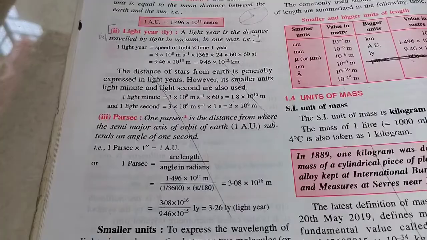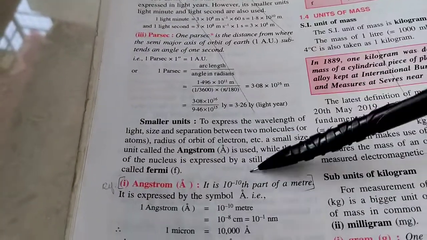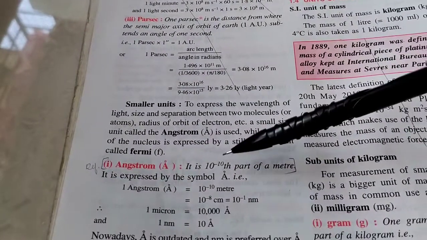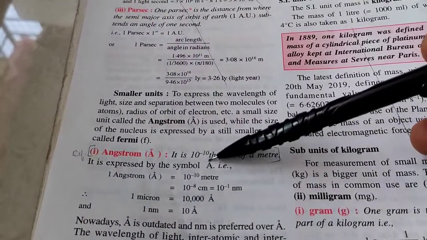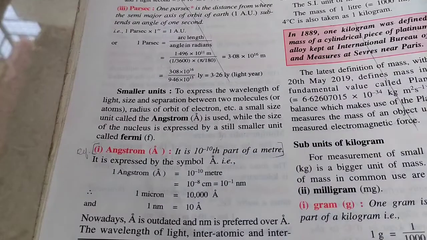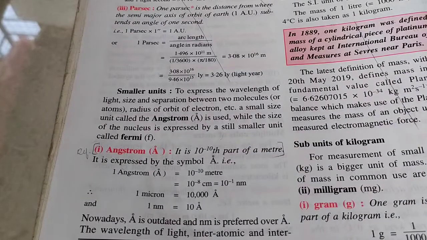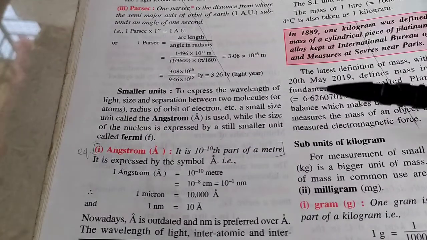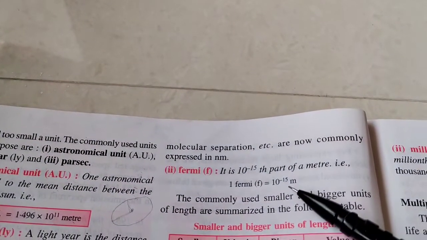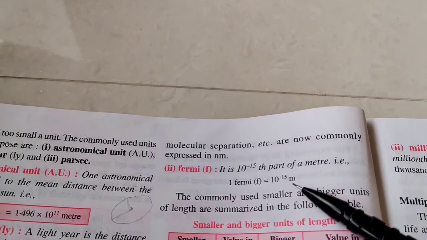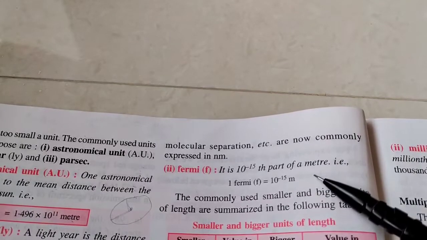There are some smaller units like angstrom. 1 angstrom is equal to 10 raised to minus 10 meters. It is represented by a symbol A with a circle on top. It is used to measure tiny things like the radius of a nucleus. And even smaller than that is a Fermi meter. Fermi meter is so small, 10 raised to minus 15 meters. In the table, femto was mentioned, but for distances we can use Fermi.